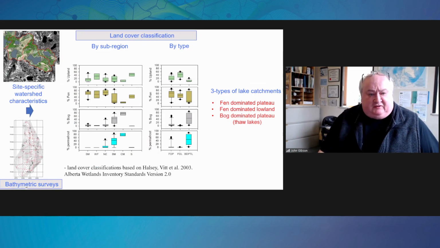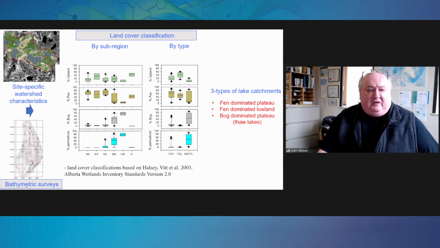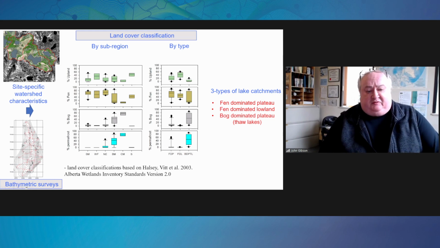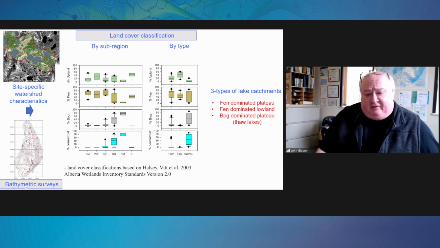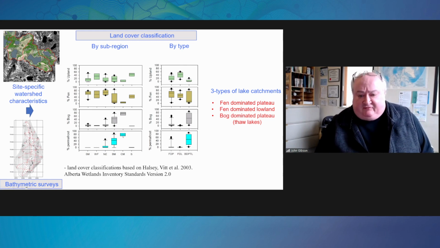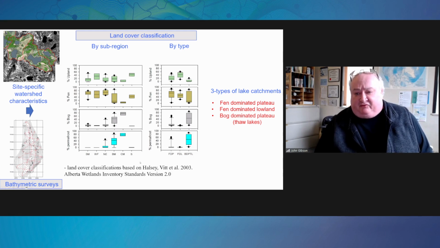So in each watershed, we went in and did very careful mapping using air photos. We know the distribution of land cover, and we know the watershed boundaries. We measured the bathymetry of the lake, so we know the volume. Then here's a plot showing by subregion that we have variations in percentage of upland, fen, bog, and permafrost. Now these are the major features. You can see some subregions have up to 80% permafrost by land cover percentage.